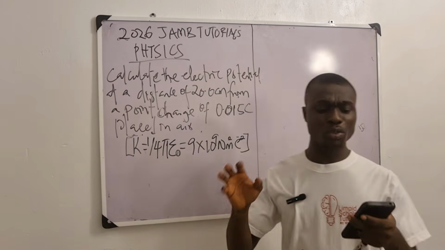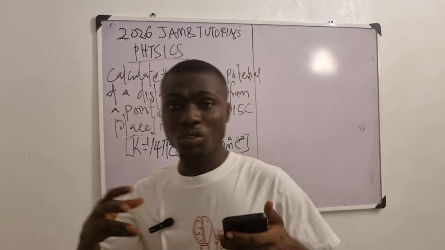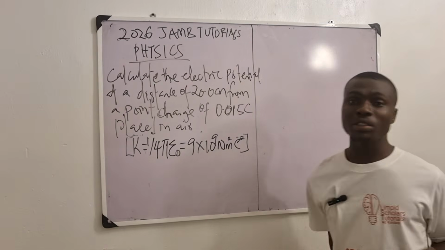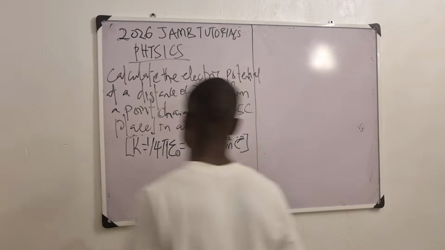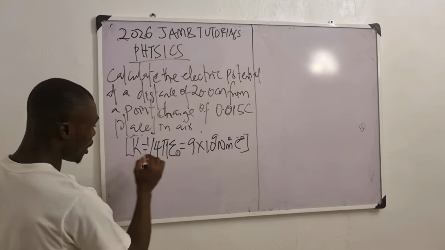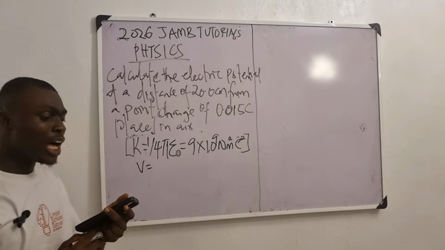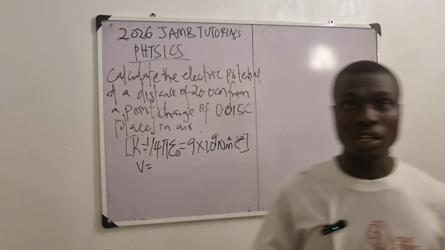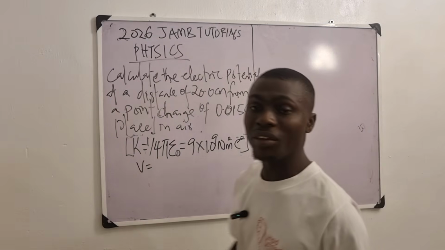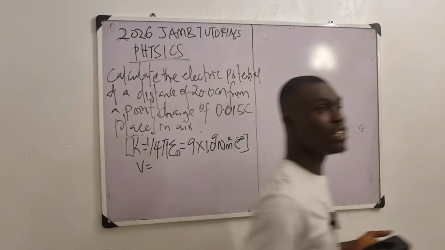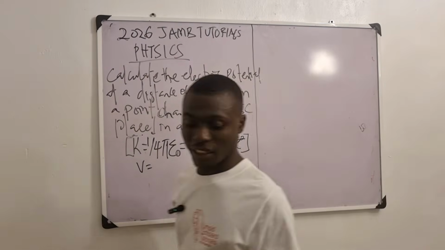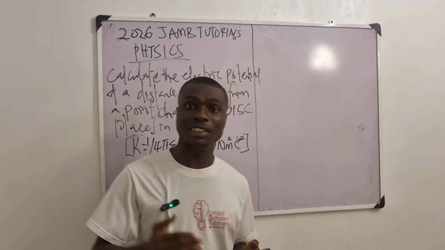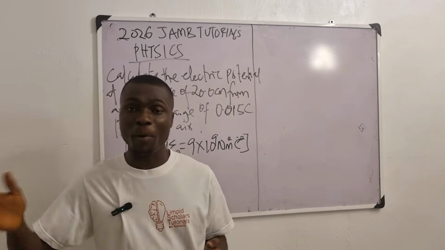For you to be able to solve this kind of question effectively, you must know the meaning of some things. What is electric potential? Electric potential is denoted with V. Electric potential is the work done in moving a unit charge from infinity to a finite distance from a point charge.